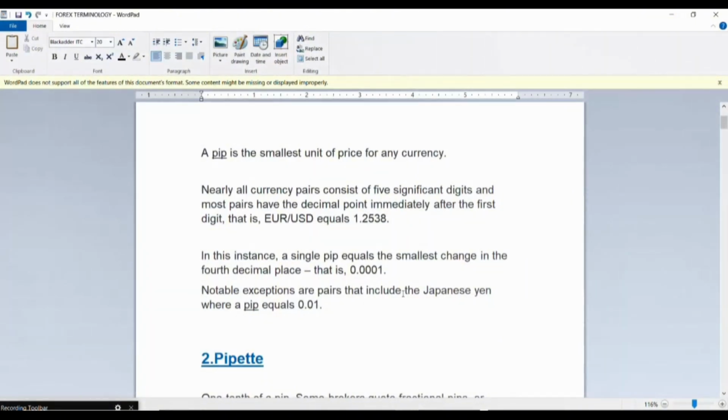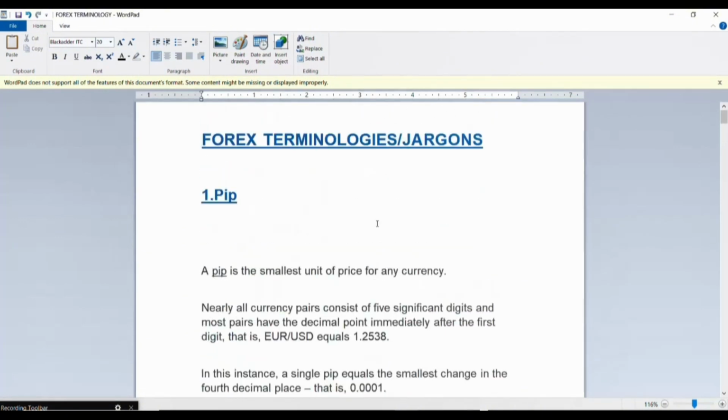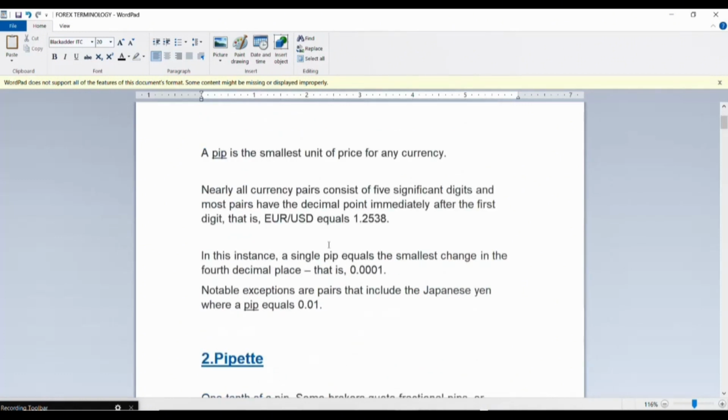We are going to come back to this in future and I will show you how all of these calculations are done. I will show you how all of these values come about.